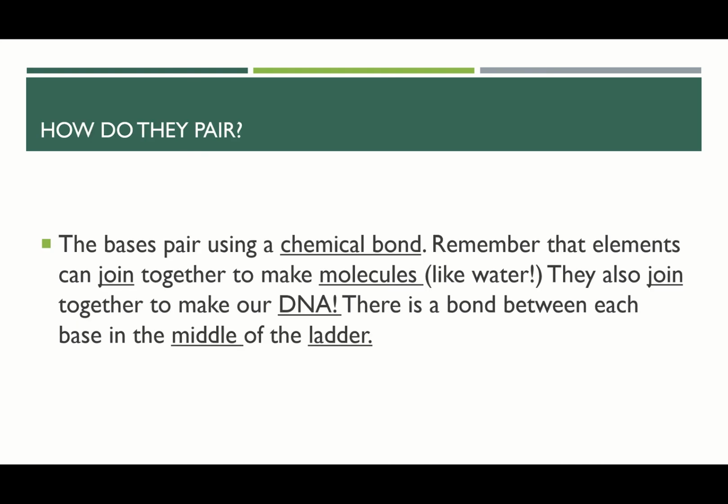Now, when we talk about how they pair, they're pairing using chemical bonds. Remember, we talked about how you can bond things together like water. Well, bonds join our DNA together. So there's a bond in the middle of the ladder. Between the A and the T, or between the G and the C, they're matched. So there is a hydrogen bond. It's a weak bond, but there's still a bond holding it together.